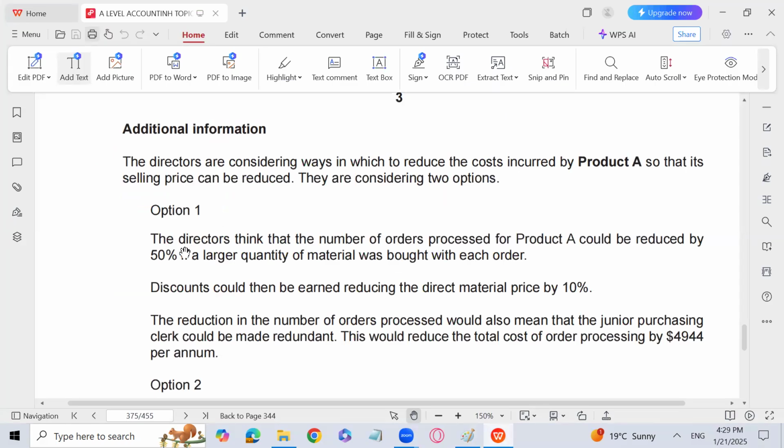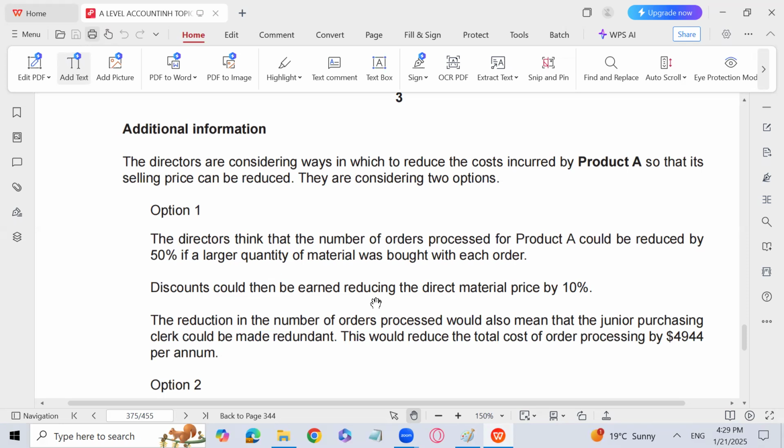Option 1 says the directors think that the number of orders processed for product A could be reduced by 50% if a large quantity of material was bought with each order. So if we go for a large quantity, then the number of orders processed for product A can be reduced. If in every order you are purchasing material in bulk, obviously the number of orders will decrease, but maybe the carrying cost will increase. It depends. But he is going to take this policy that for product A, the number of orders processed is going to be decreased by 50%.